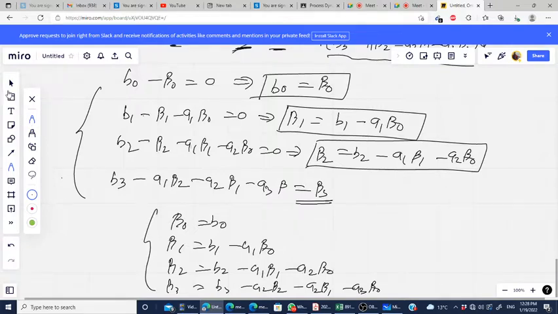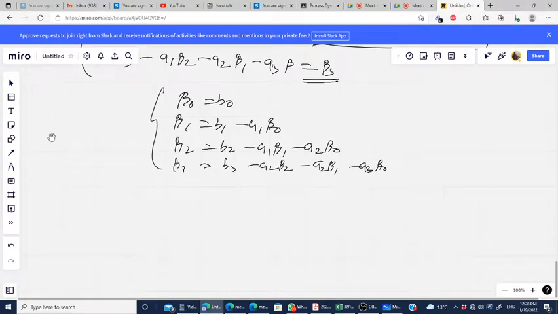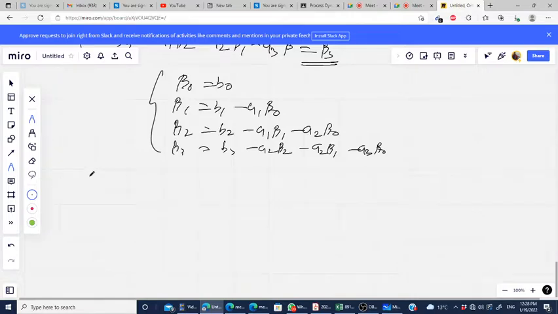So if you generalize the equation now, you can write beta n is equal to bn minus a1 beta n minus 1, minus a2 beta n minus 2, up to an beta naught, right, an beta naught. It goes one beta less each time, है ना.